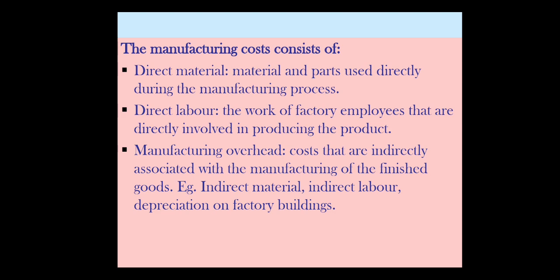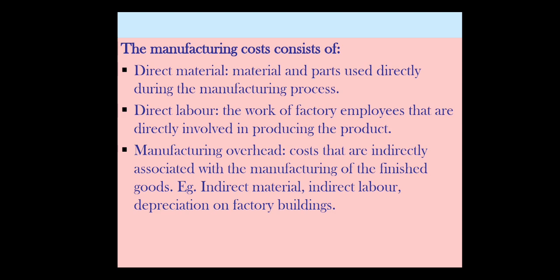So in accounting, when we say manufacturing cost, it is the cost to produce a product. In accounting, manufacturing cost equals direct material cost plus direct labor cost plus manufacturing overhead. What is the direct material cost? First we have to know what is direct material. Direct material is material that you can see in the finished product.